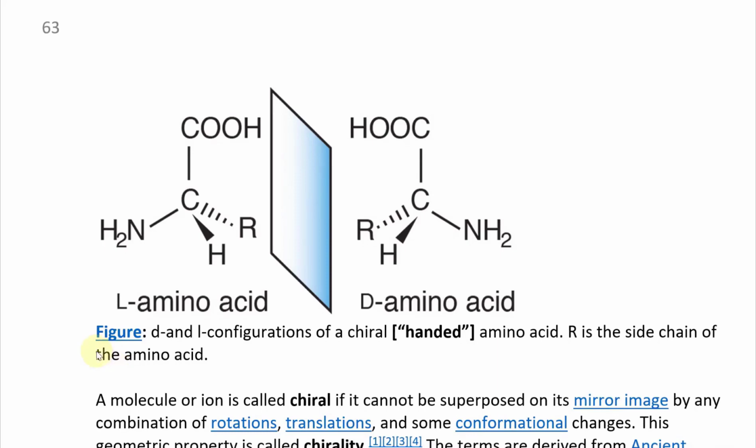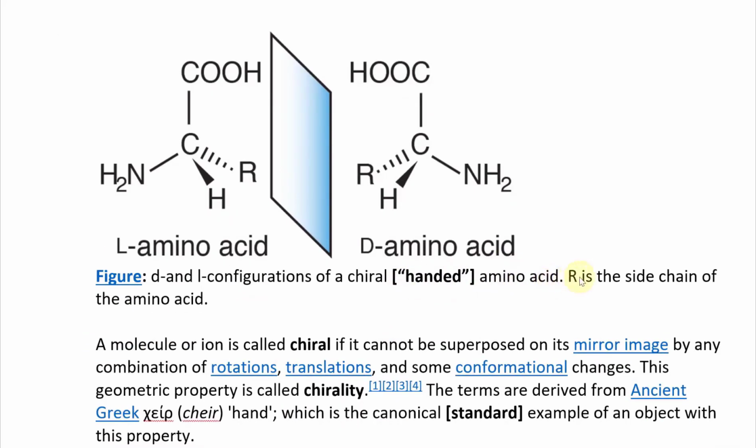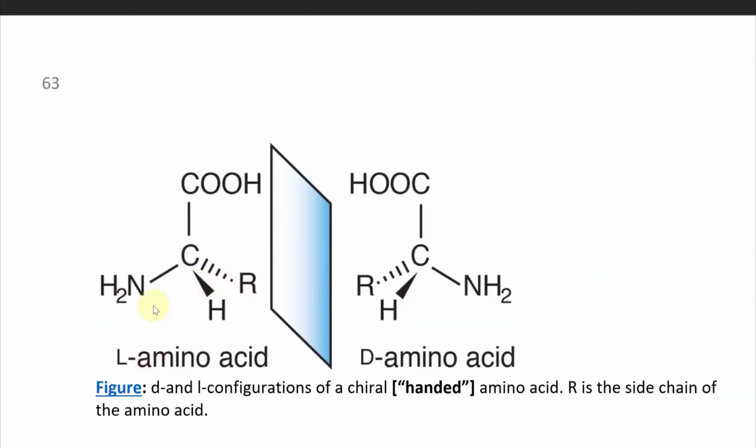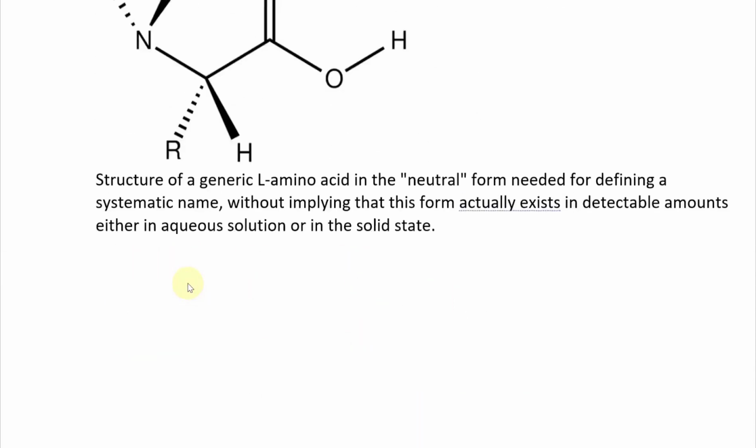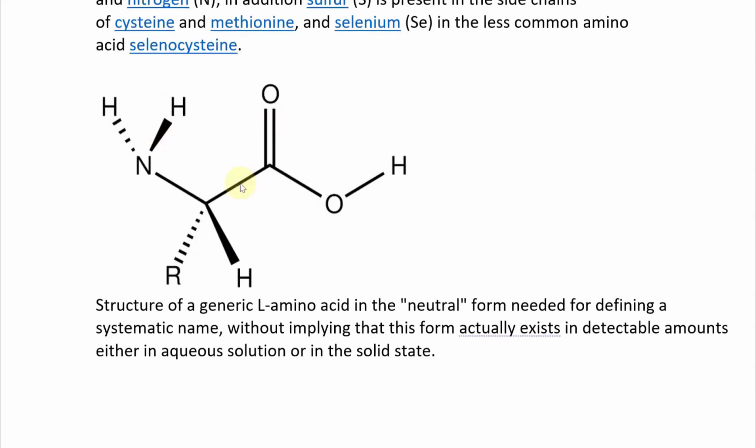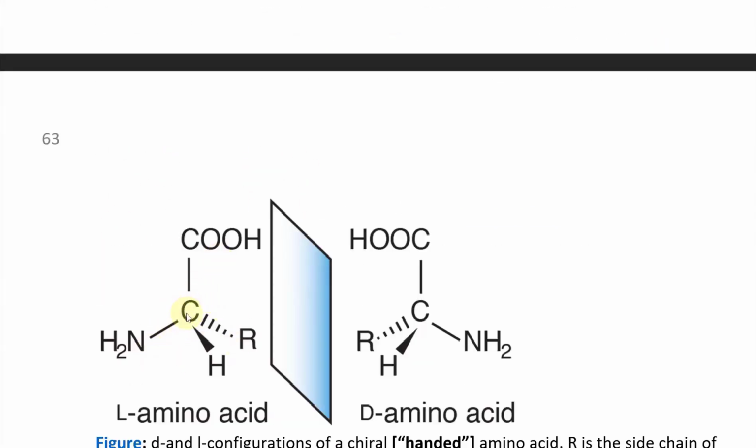Just to illustrate that, here's a figure showing D and L configurations of a chiral, or handed, amino acid. R is the side chain of the amino acid. On the L side here, we have this H2N on this side, and its mirror image is on the other side. So this is an L amino acid, this is a D amino acid, indicating it's a mirror image of itself. And this one here is just a different form of the exact same setup, but rotated. Notice that the COOH is at the top.